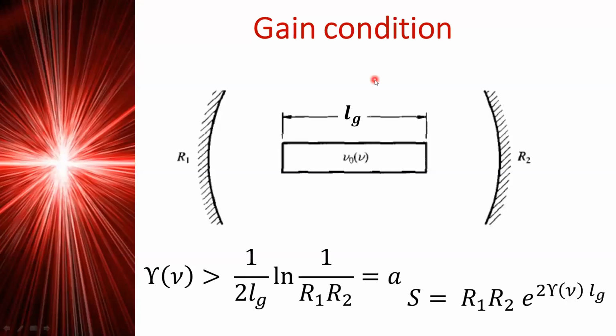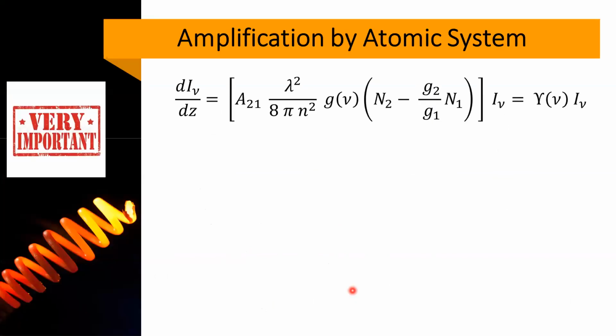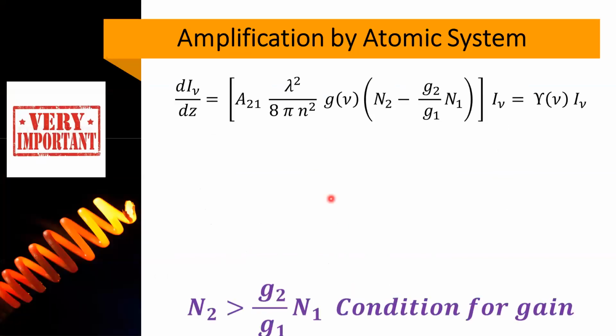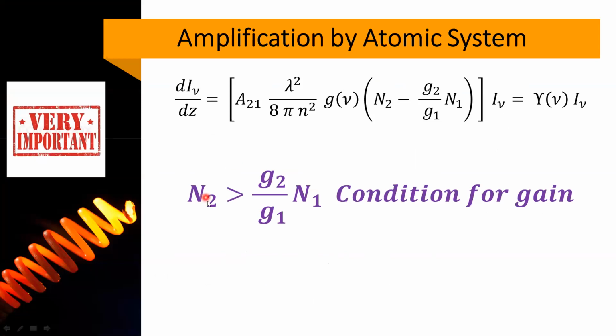Okay, let's now return back. If you remember, we reached this condition and we say that we have two conditions. The first condition is a material condition to ensure that the material has a gaining effect, where N2 should be greater than G2 over G1 times N1.